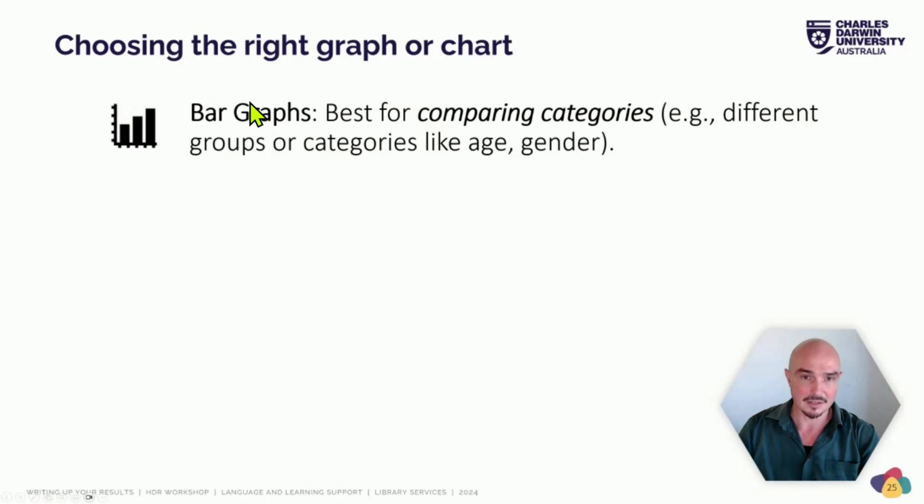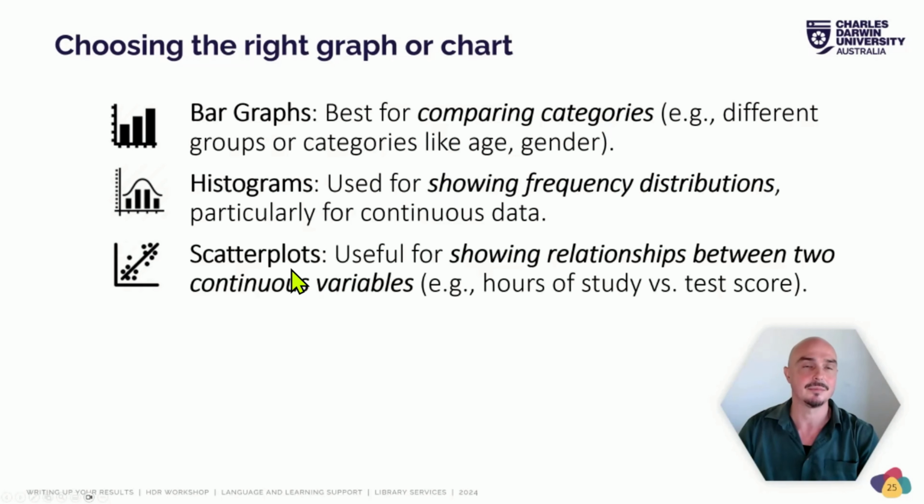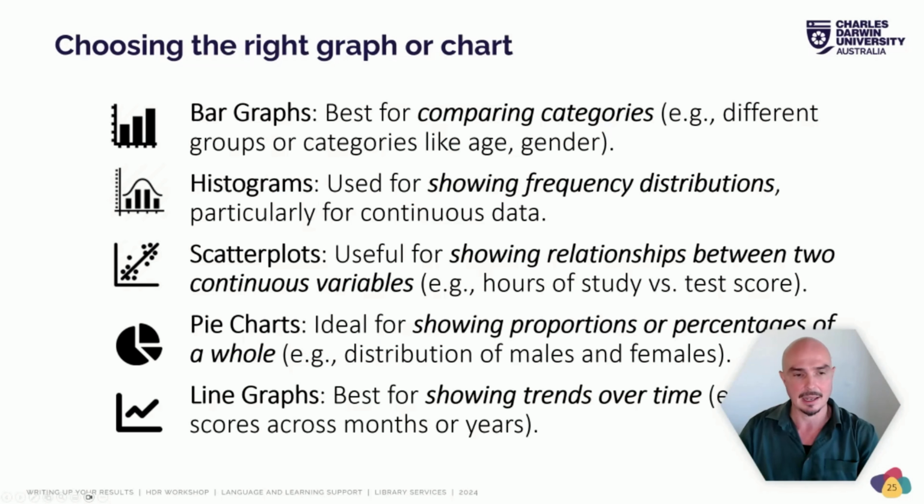So yeah, bar charts are good for comparing groups or categories, histograms for showing distribution frequency, scatter plots for showing relationships between continuous variables, pie charts for whole proportions or whole percentages, and line graphs for trends over time.